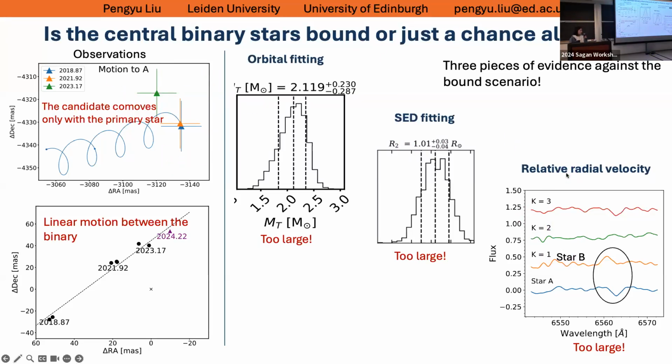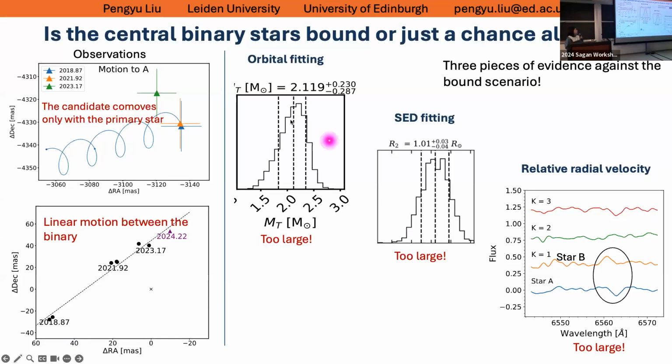And how this could be possible, because this planet is at a very wide separation from the central stars, and it is a binary. So we also found out that the fainter star only shows linear motion relative to the primary star in 6 years. So this makes us question if the central stars are bound to each other or they are just a chance alignment.